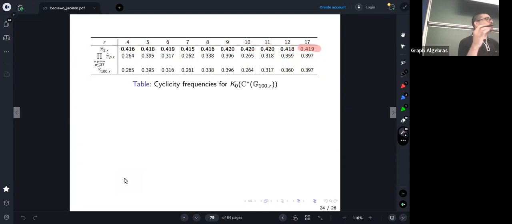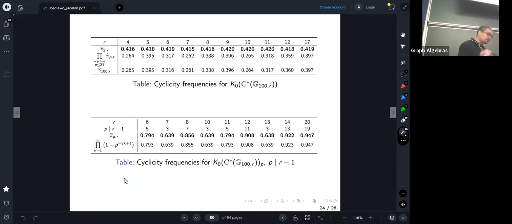All right, well, where are these numbers coming from? What is the 0.42? Well, for the other unknown case, P an odd prime dividing R minus 1, it seems from the data that you have the same expression governing the distribution in this case.